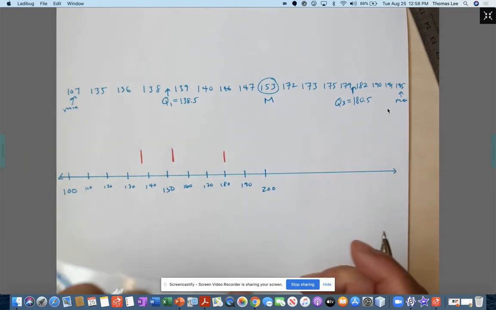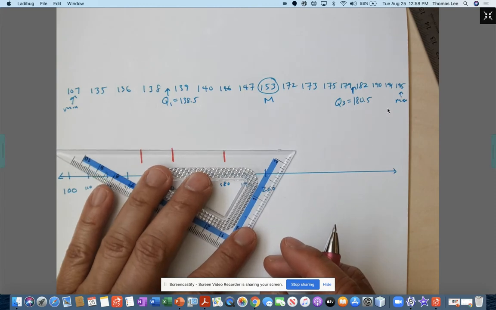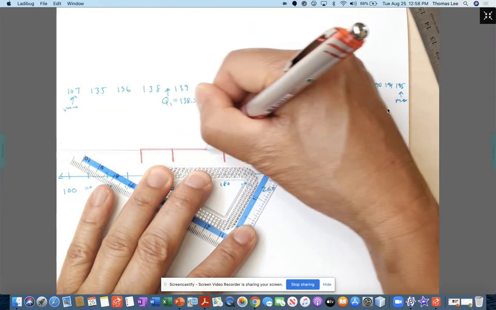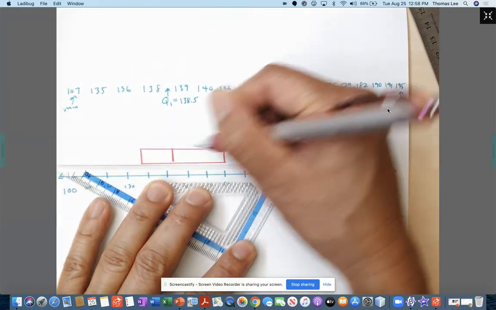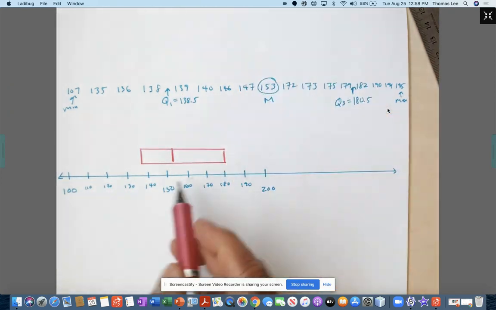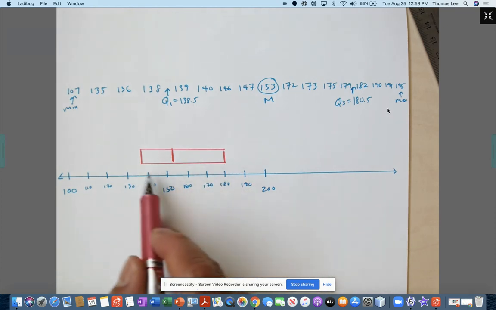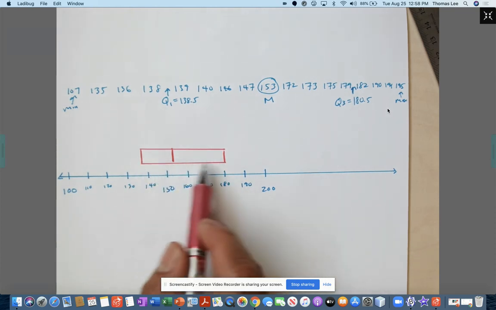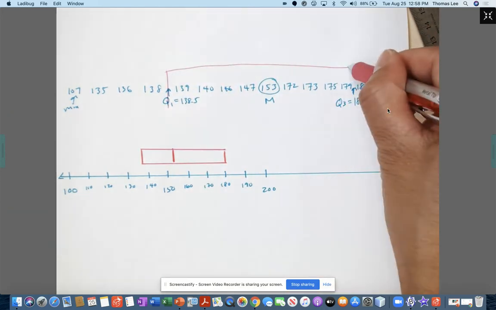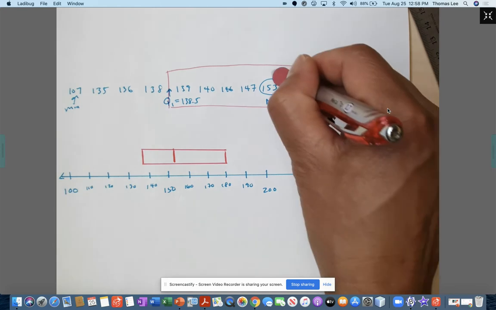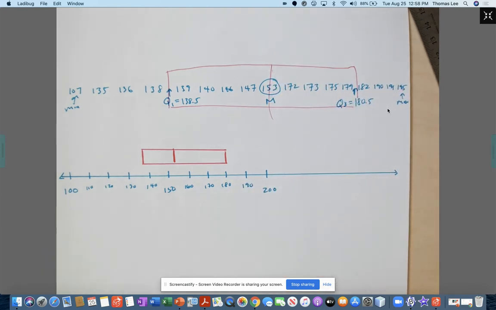Okay, then what I do, I just connect these boxes. Okay, and I make my box that represents, so that box is, that's Q3, that's Q1. So this is the middle 50% of the data. So that is all the data that is right there. Okay, and then how do I know if I have outliers?